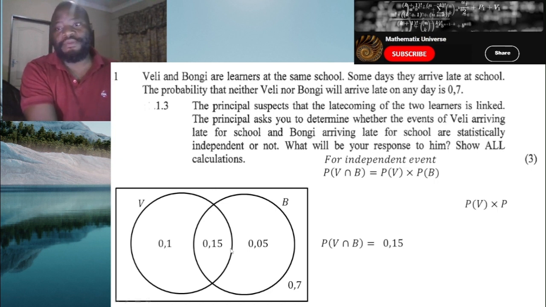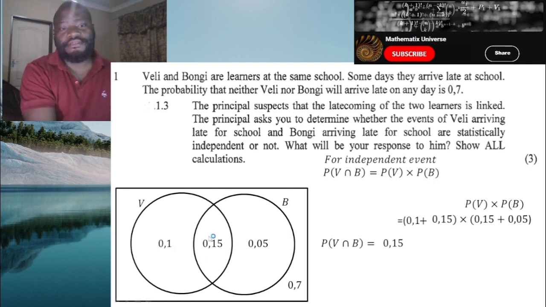Then the probability of V times the probability of B will be, we've taken these two numbers and added them. So this is the probability of V. And then we add these two as well. That's the probability of B. So these two adding together give us 0.25. These ones give us 0.2. Then we multiply those two numbers and then we get 0.05.